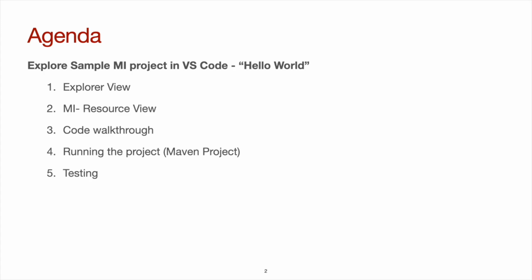First of all, we'll import a Hello World project in our VS Code development environment. We'll see the project details via Explorer view, typically the traditional view of the files. Then we'll see the modern canvas view of the integration project using the MI resource view. We'll do a quick walkthrough of the code and we'll run it as a Maven project. Finally, we'll do the testing of the Hello World project by calling the backend REST services. All of this we'll see through a live demo.